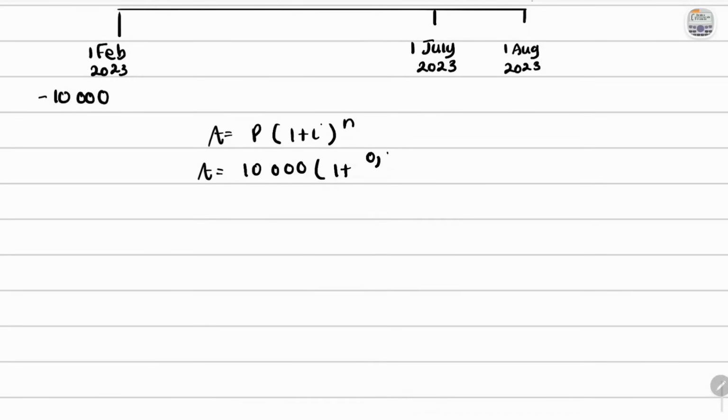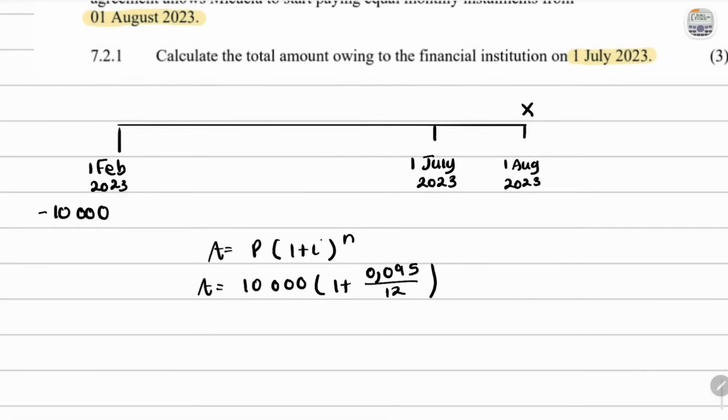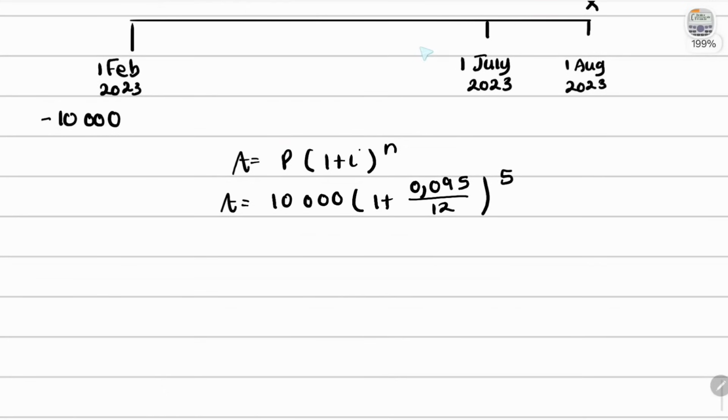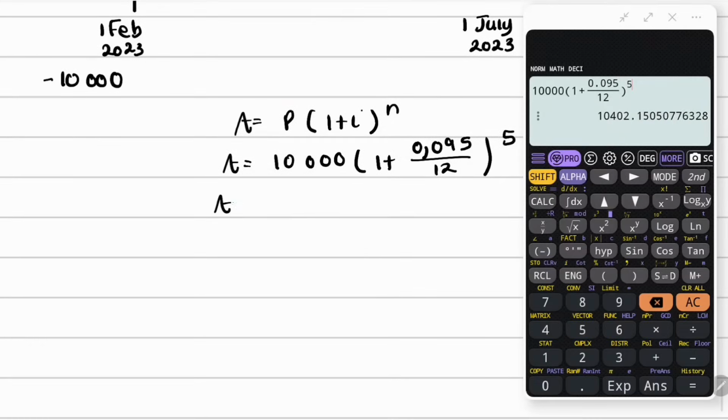So that is 0.095 over 12, and then raised to the power of 5 months. Okay, so we don't have to say times 12 in this case, because this is already in months. We're not converting. Okay, so let's see what that gives us. And the amount that it grows to is 10,402.15. And that is our answer.